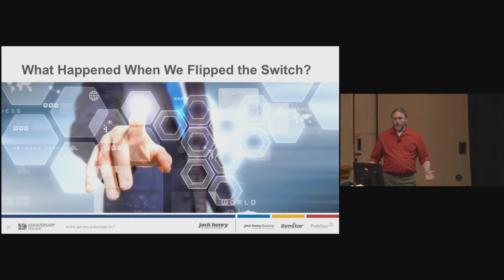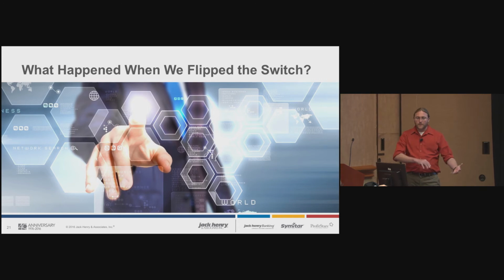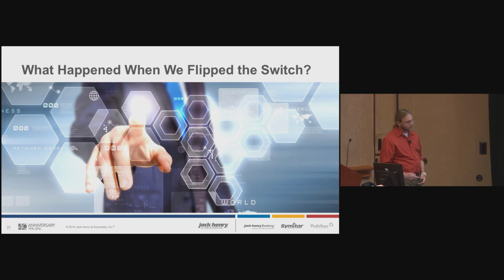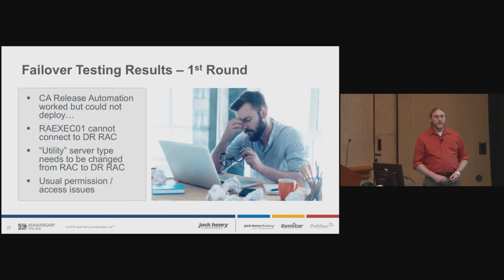So we got all our communications opened. We got our mirror environment configured and stood up. What happened when we flipped the switch? Release automation worked. We could access the dashboard. We could access reporting, log into it. Everything was functional. Unfortunately, we couldn't actually deploy a production application.